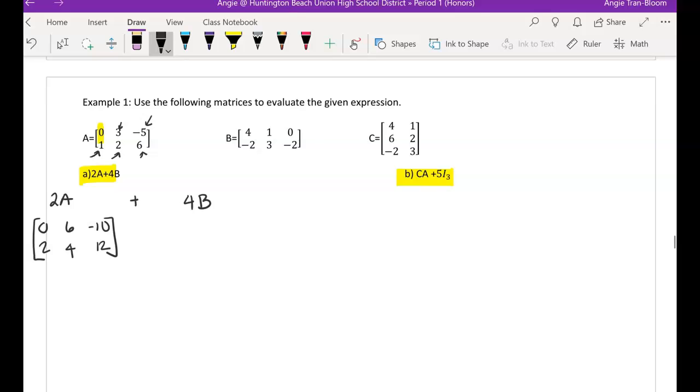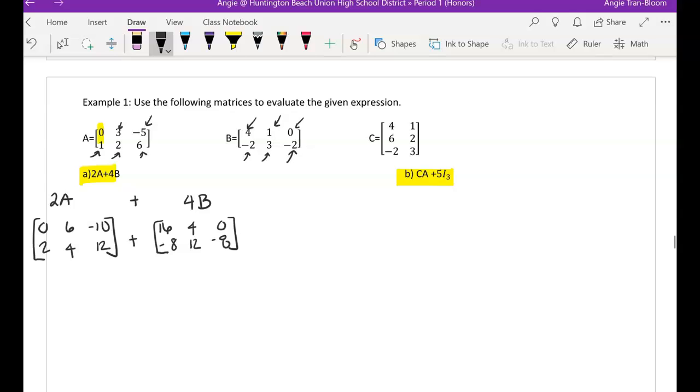Now, 4 times B is very much the same. 4 times 4 is 16. 4 times 1 is 4. 4 times 0 is 0. 4 times negative 2 is negative 8. 4 times negative 3 is negative 12. 4 times negative 2, again, is negative 8. Then we are going to add these two together.